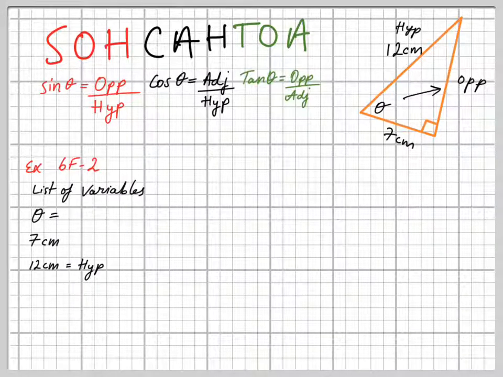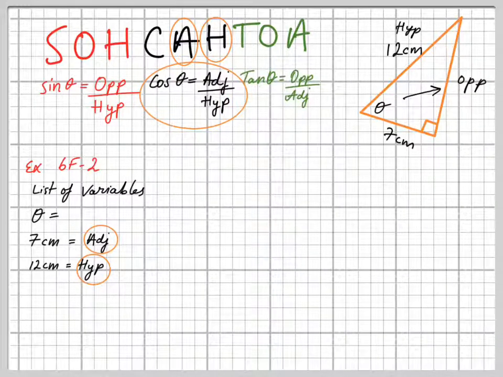So I'm going to put adjacent here. 7 centimeters equal to our adjacent. And with these pieces of information, are we able to determine? So we have our adjacent, we have our hypotenuse, and I know that we need to apply this formula here. So let's go ahead and do that. So cos theta is equal to adjacent over hypotenuse, and let's substitute.